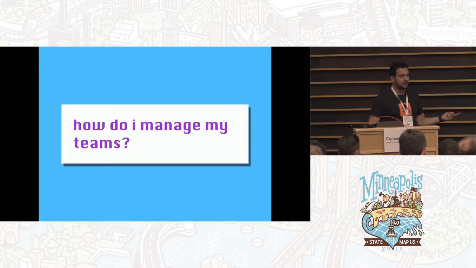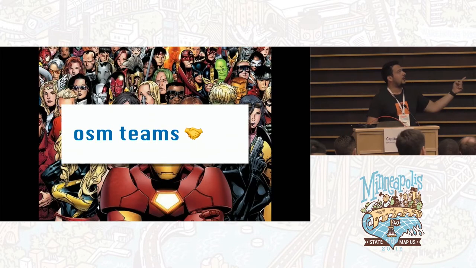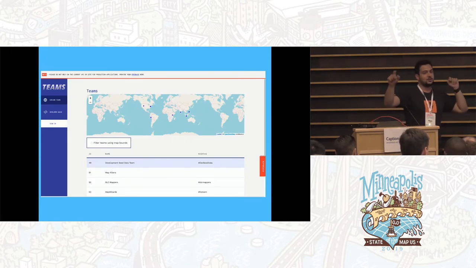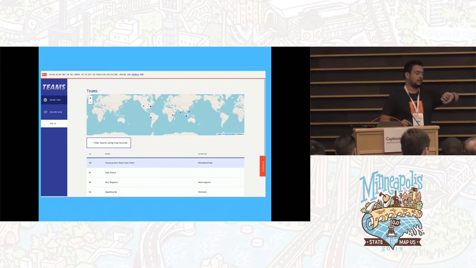So how do I manage my teams? I don't know if you saw this, but last night, we created OSM Teams. It's a new app that you can go to at mapping.team. You can actually check out the private beta. I am also talking about this at a lightning talk in 30 minutes. So come check that out, why we made this.